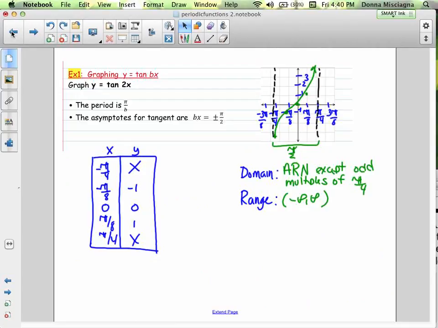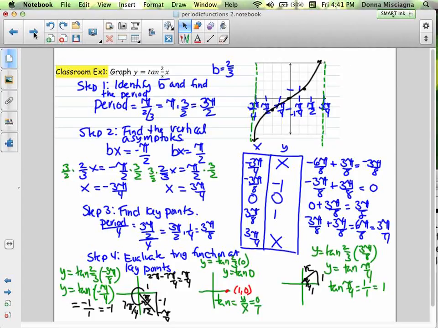Our other one, we had vertical asymptotes at 3 pi fourths, and this one is only at pi fourths. So this one has a much smaller period, and this one is more stretched out. As soon as it comes up here, this one's more stretched out horizontally. And I think we're done with this graph.